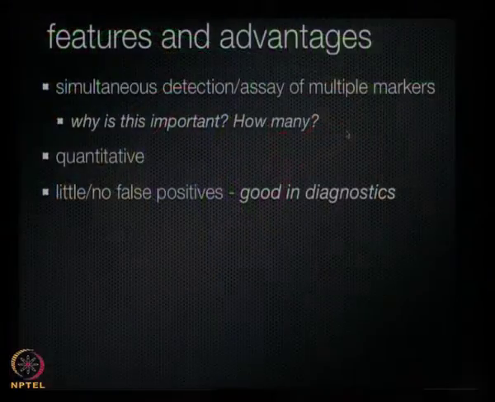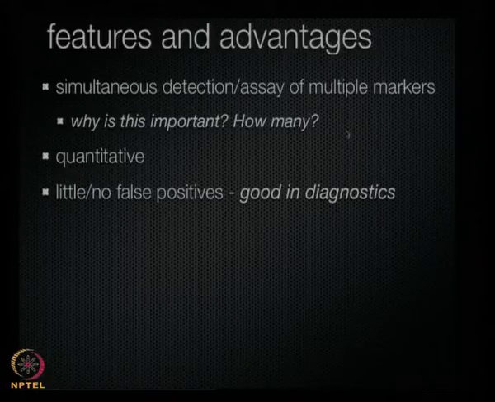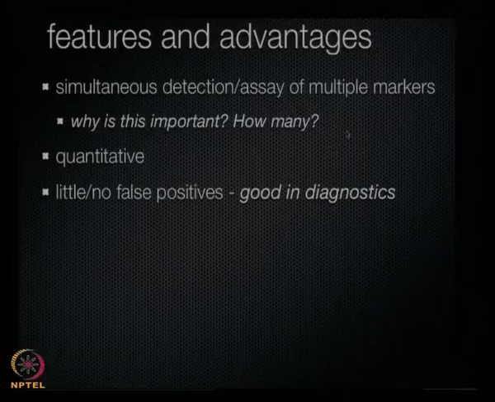So just to summarize the features and advantages, we talk about being able to detect more than one analyte at a time simultaneously. Of course, the question is, why would you want that, and how many is a good number? And that really depends on what project you're engaged in. But usually, based on your experience in the field, for diagnostic purposes, what do you feel would be a good number of analytes one needs to measure simultaneously?